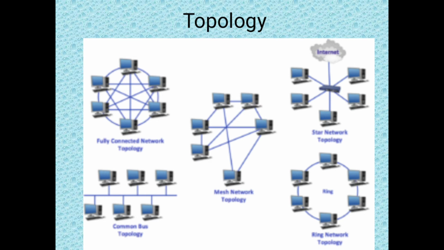Topology. Topology is the structure of the network. There are different types of topology: a bus topology or common bus topology, ring topology, star topology, mesh topology, hybrid, and a fully connected network topology. The diagram shows the different types of topology.